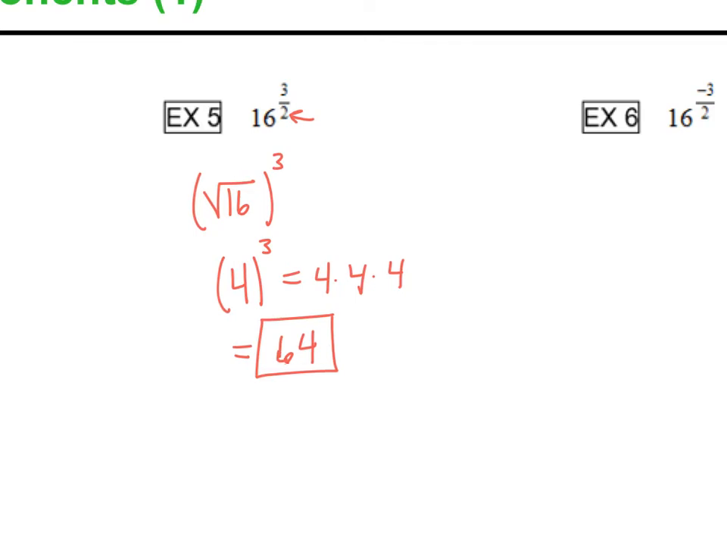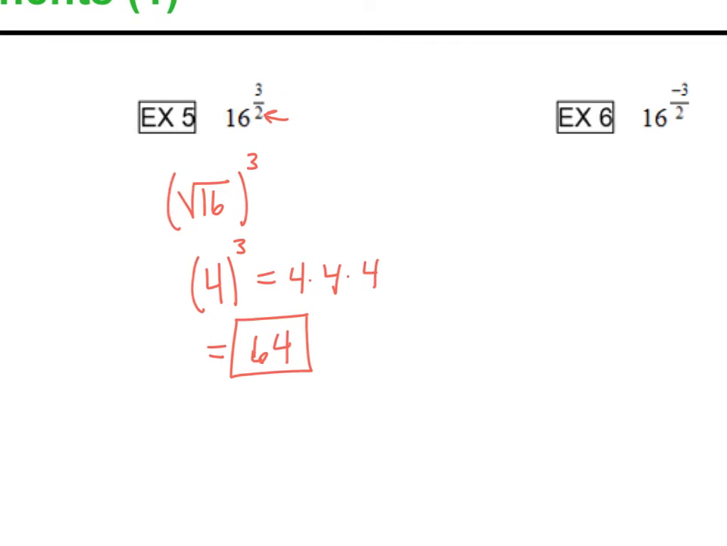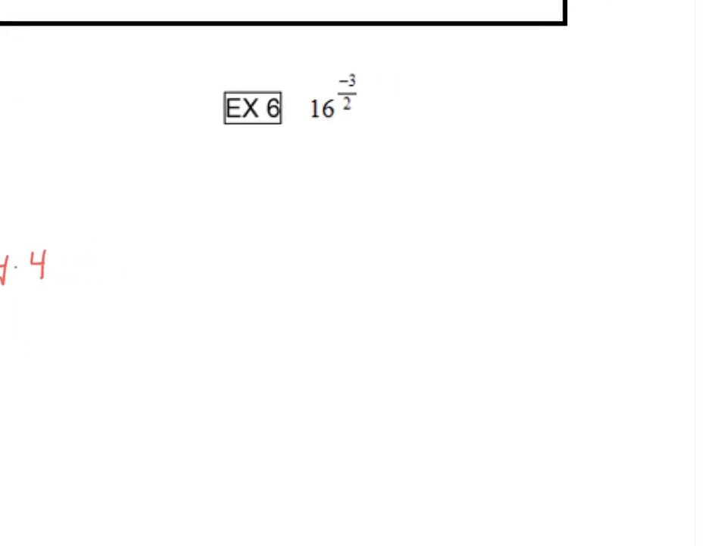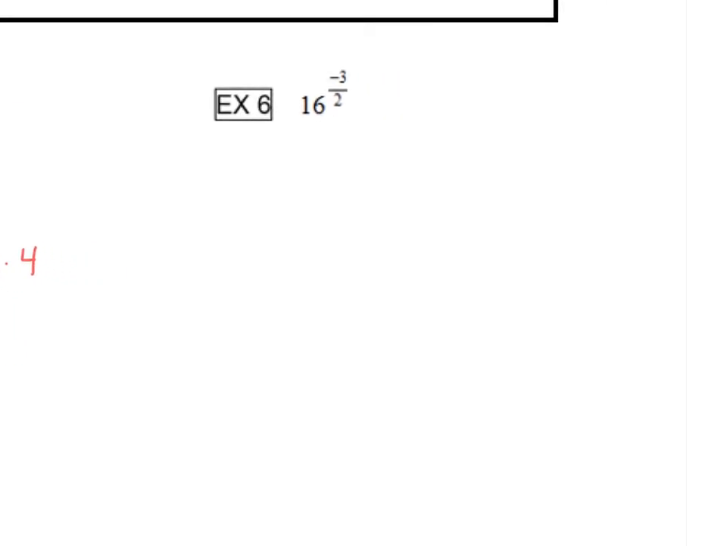So hopefully you feel like these aren't too bad. As long as we're understanding the general idea, then we'll be in good shape when we get to some more tricky examples. So example 6, I noticed that we have a negative exponent. So I'm going to go ahead and make that a positive exponent. We can't do anything until that's positive.